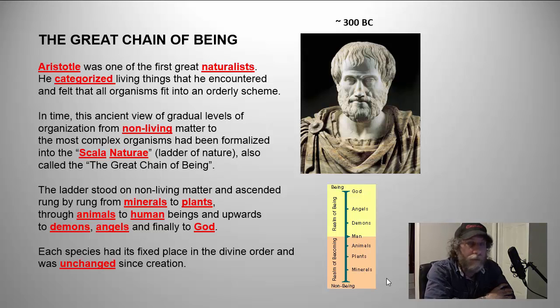The great chain of being. So here we have an image of Aristotle around 300 BC over here. And you're just going to fill in these red underlined words on your worksheet as we go through this. Aristotle was one of the first great naturalists. These are people that are looking at the natural world and categorizing, trying to make sense of the world around them. He categorized living things that he encountered, and he felt that all organisms fit into an orderly scheme.